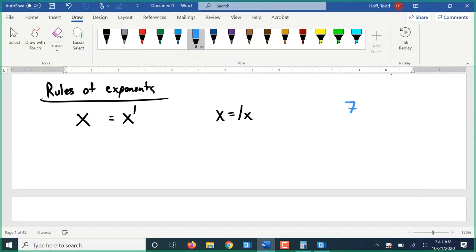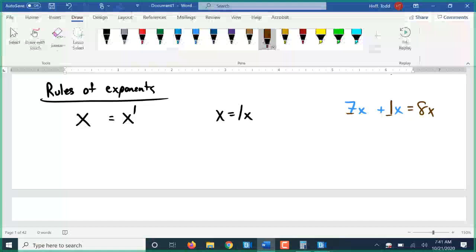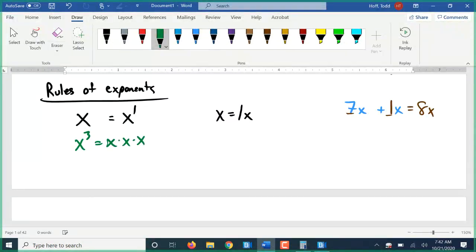If I have 7x plus x, it makes more sense if we realize that's a 1x. We combine count, 7 plus 1 is 8, and we keep the same name of x. If I, of course, have x to the third, that means 3 x's multiplied together. We've briefly looked at that before.